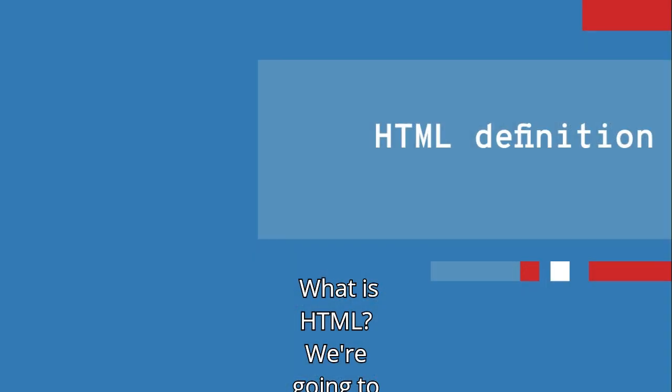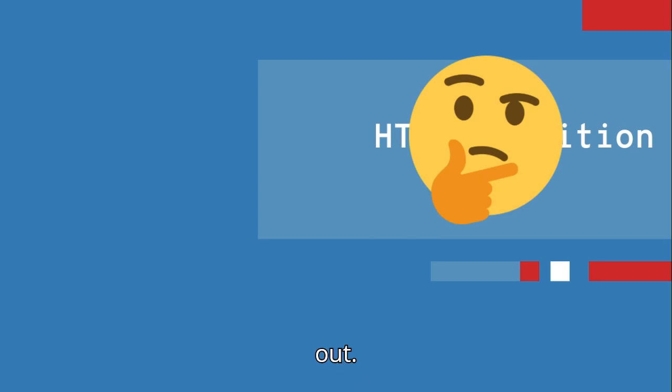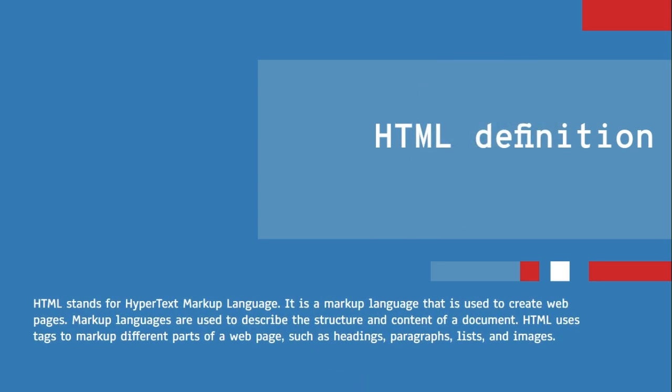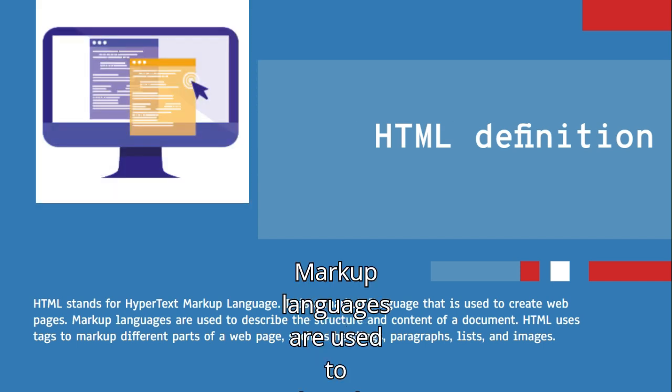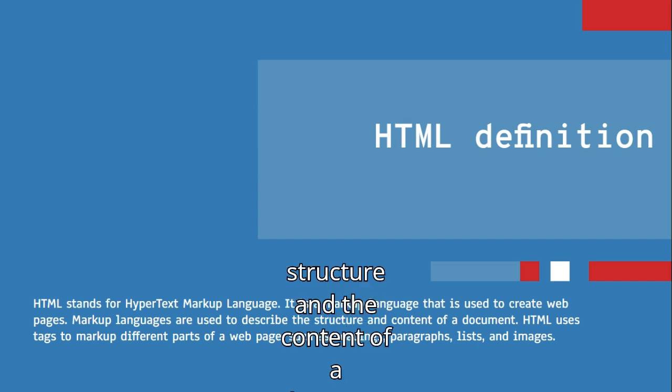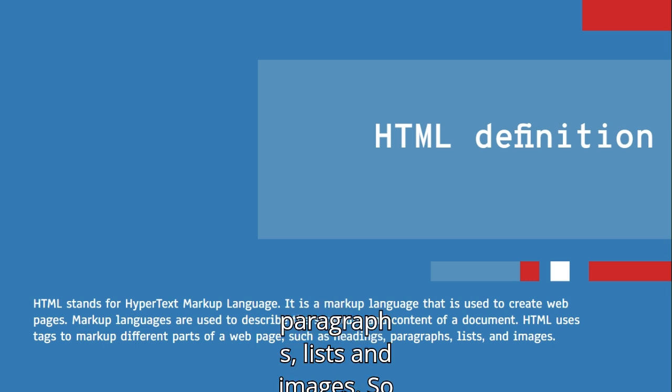So, what is HTML? Going to find out. As you can see, HTML stands for Hypertext Markup Language. It is a markup language that is used to create web pages. Markup languages are used to describe the structure and the content of a document. HTML uses tags to mark up different parts of a web page, such as headings, paragraphs, lists, and images.